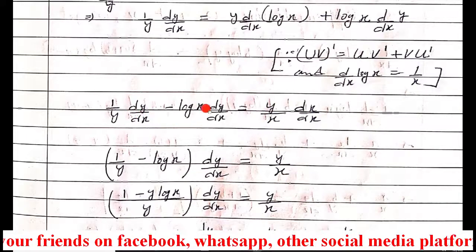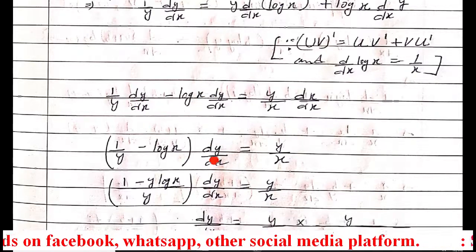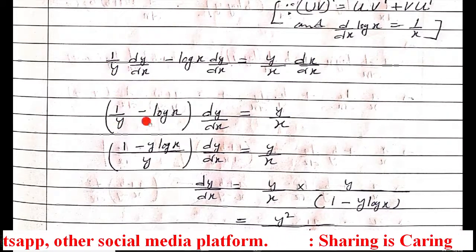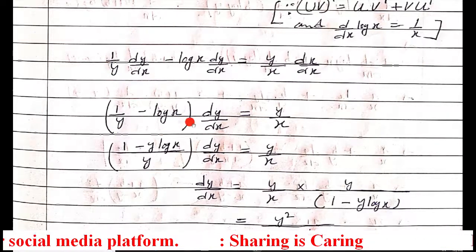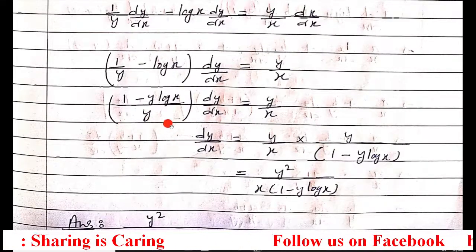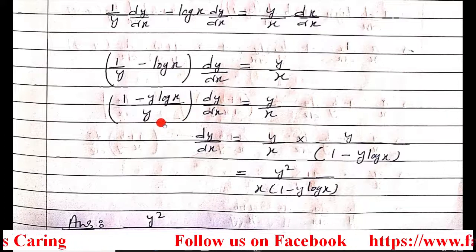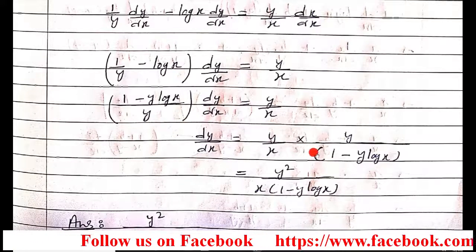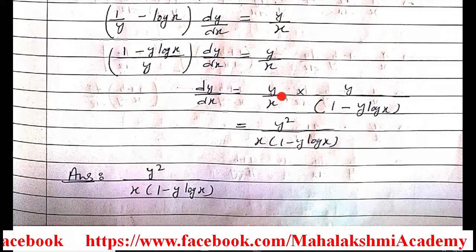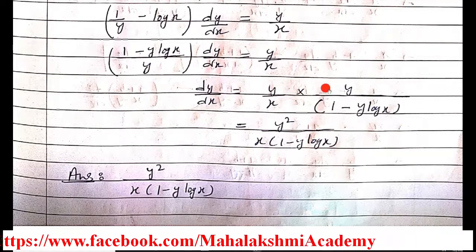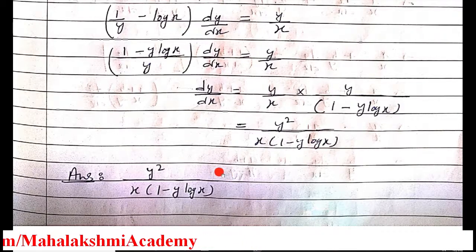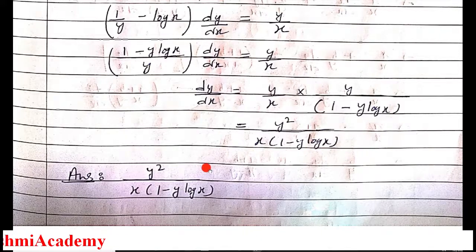Now here take dy over dx common. After taking common, we remain with 1 upon y minus log x in the bracket. Now take the LCM. After taking the LCM, we will obtain this step. Now this fraction is multiplied with dy over dx. So when we shift this fraction to the right hand side, we have to take its reciprocal. When we do the reciprocal, we will get this. And here we can't cancel anything, so multiply y by y. So this is our final answer. So part A of question number 6 is completed.